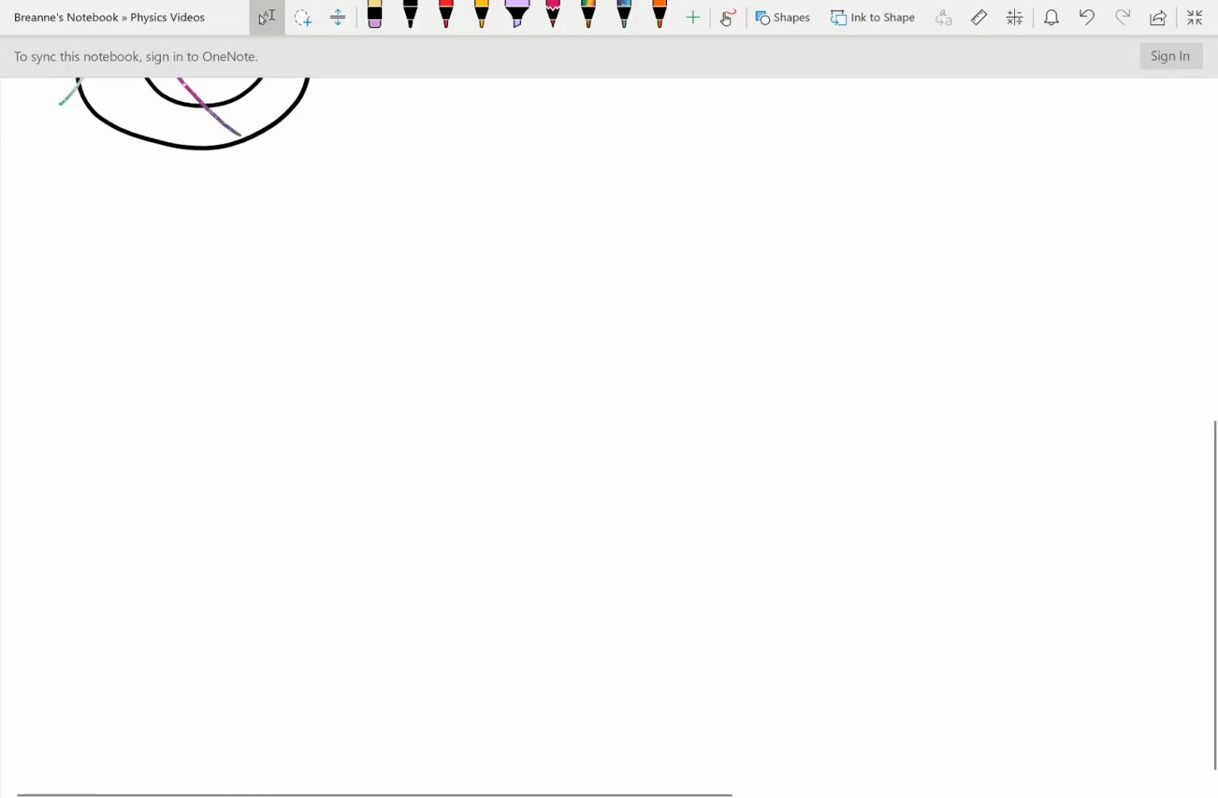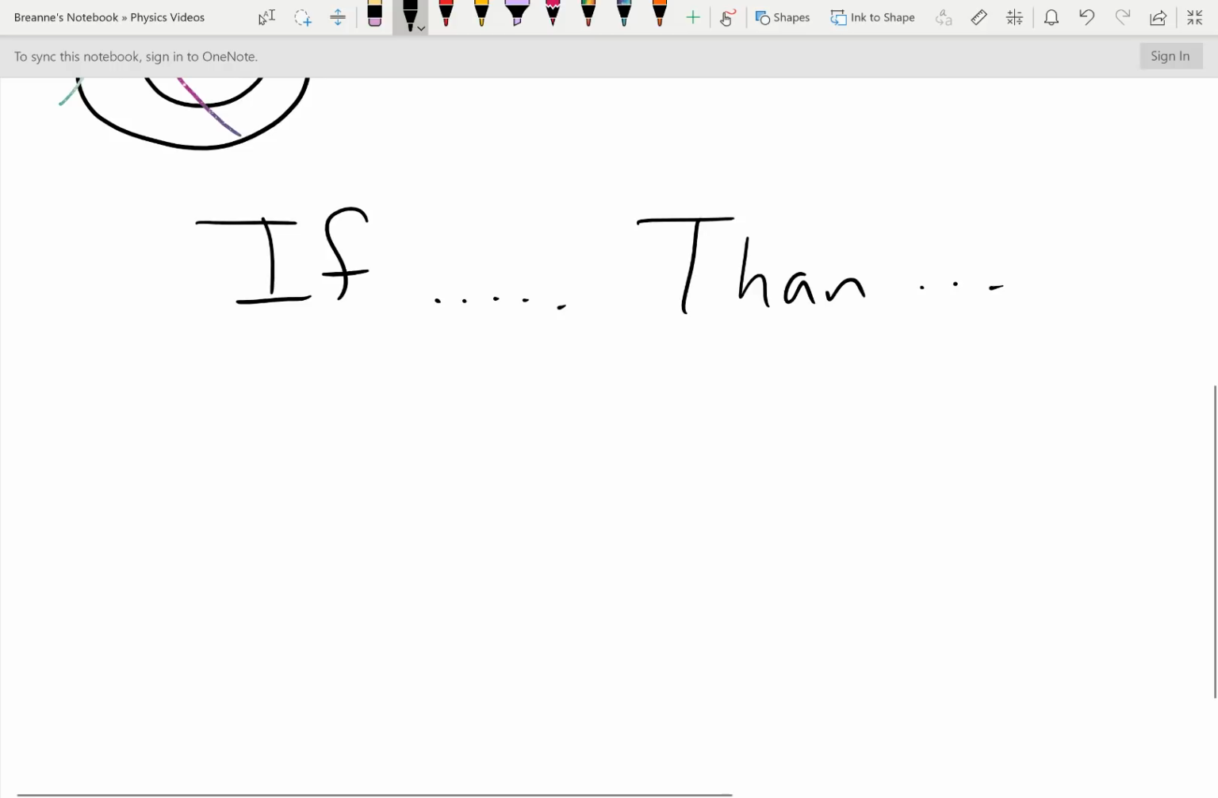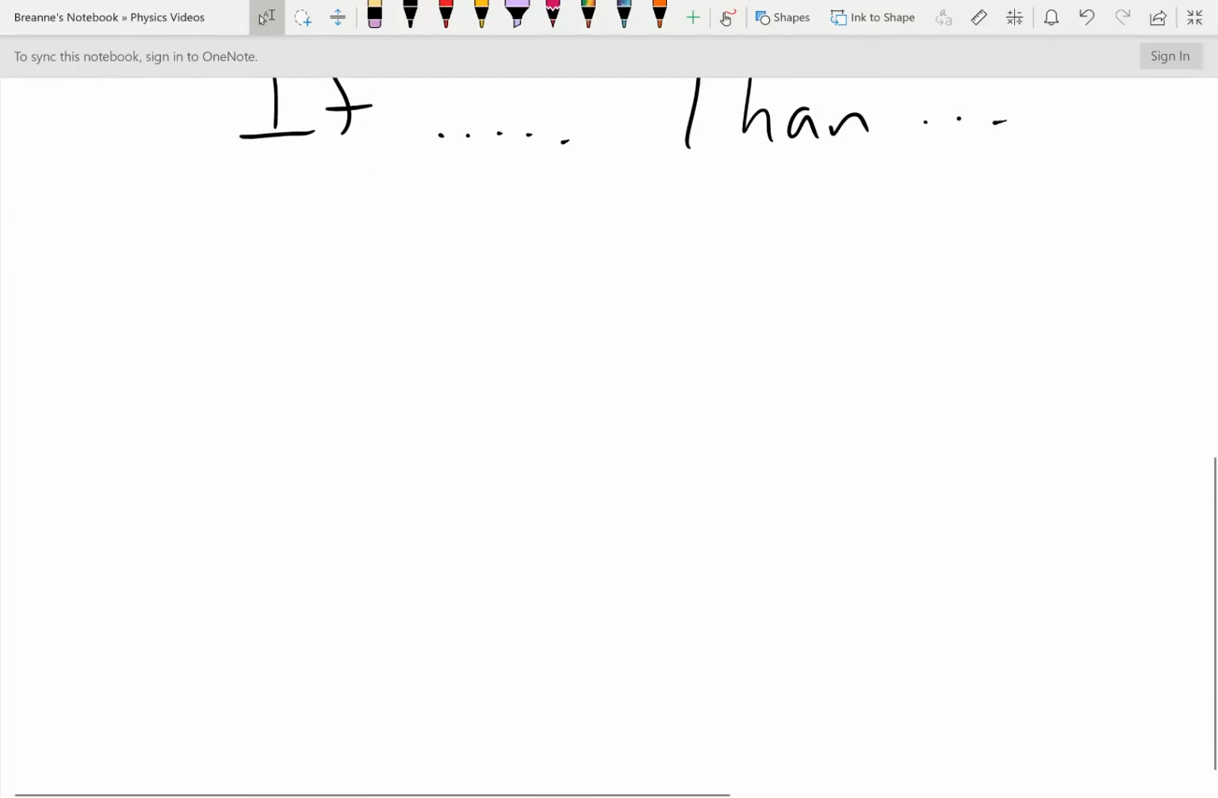Now number 2, how do you write a hypothesis? The big thing is an if-then statement. If I do this, then this will happen. That's what it has to be for a hypothesis. You have to have an if-then statement.